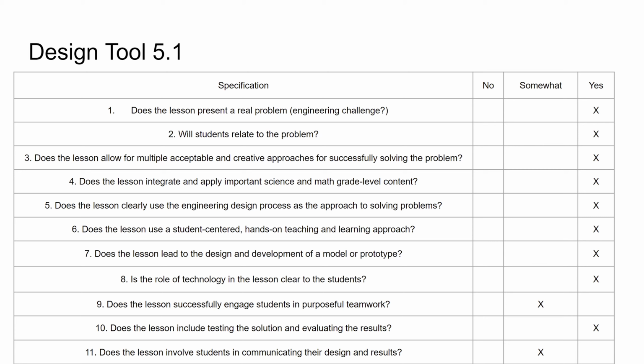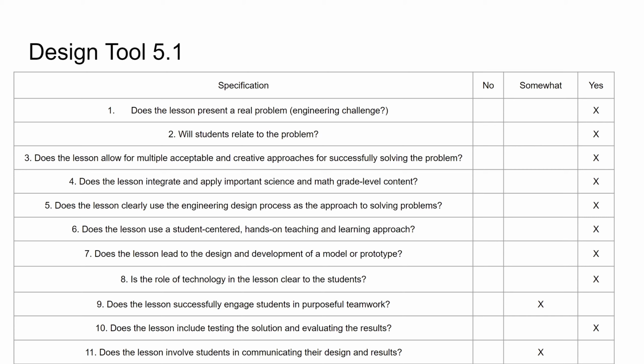Does the lesson clearly use the engineering design process as the approach to solving problems? Yes. Does the lesson use a student-centered hands-on teaching and learning approach? Yes, definitely with making the circuits. Does the lesson lead to the design and development of a model or prototype? Yes, they are creating something.